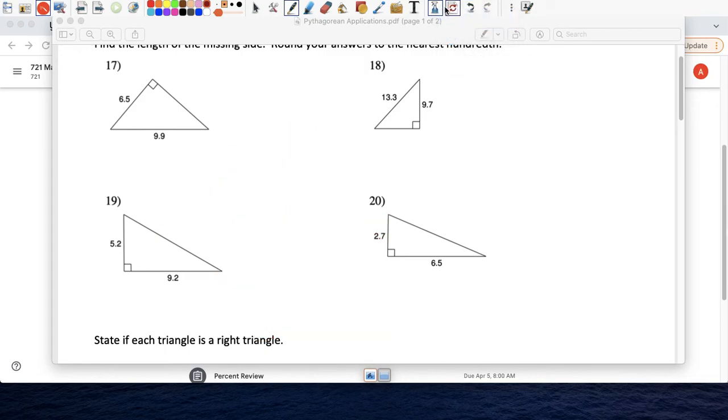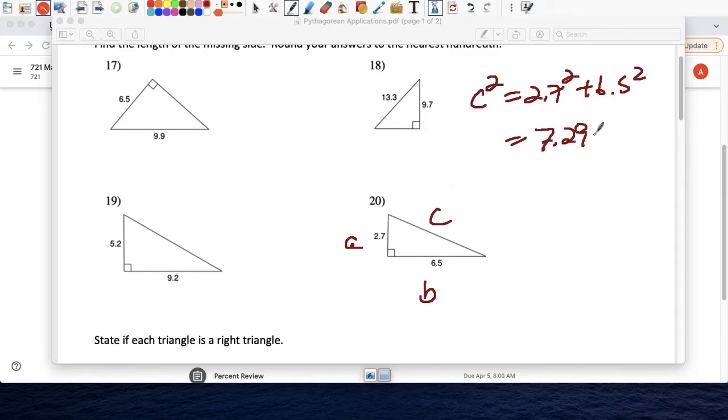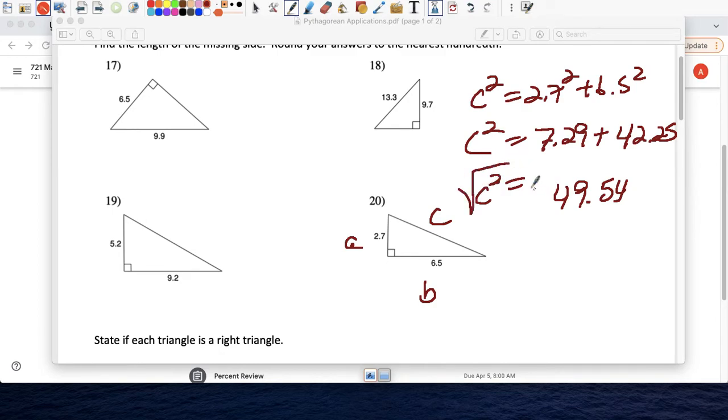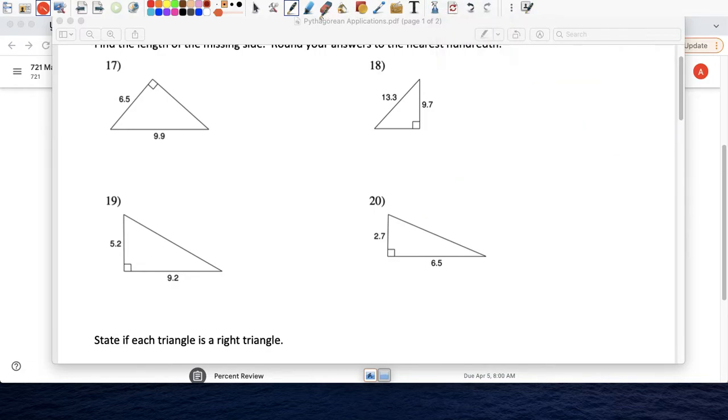Here, again, we need C. So give them letters. Leg, leg, hypotenuse. C squared equals 2.7 squared plus 6.5 squared. 2.7 to the second power equals 7.29 plus 6.5 to the second power equals 42.25. So we're going to add that plus 7.29 and we get 49.54. C squared, square root of both sides. That goes away. I'm left with C. Take the square root of 49.54. And we get approximately 7.04. Centimeters, inches, I have no idea because there are no units.